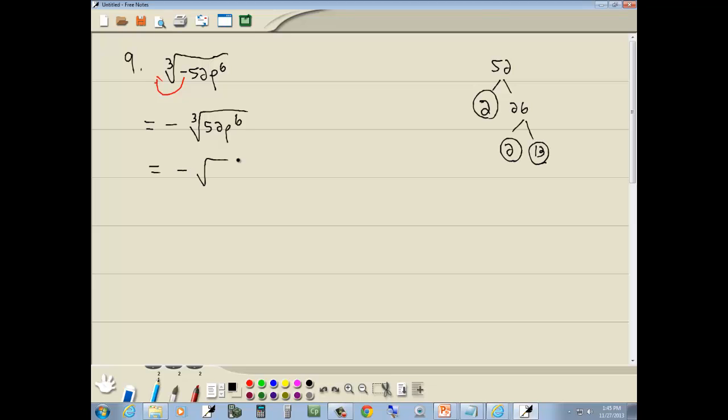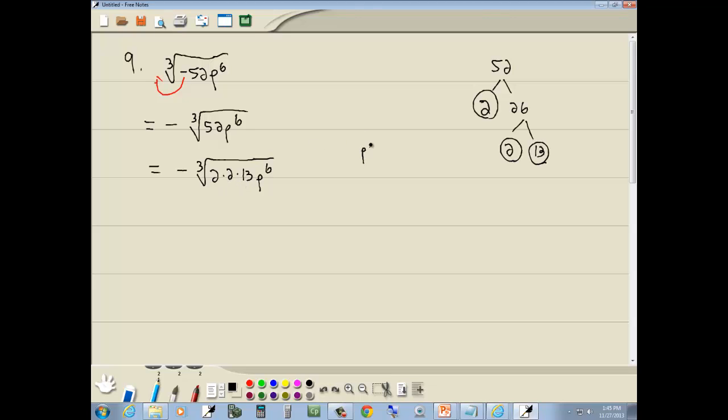So I do negative cube root of 2 times 2 times 13 p to the 6. Now we did it in this problem just to see, but it doesn't benefit us any. Our index is 3. It means we're looking for a set of 3 of something. Well, we only have 2 2's and 1 13. We don't have 3 of anything. So number-wise, those don't come out at all.